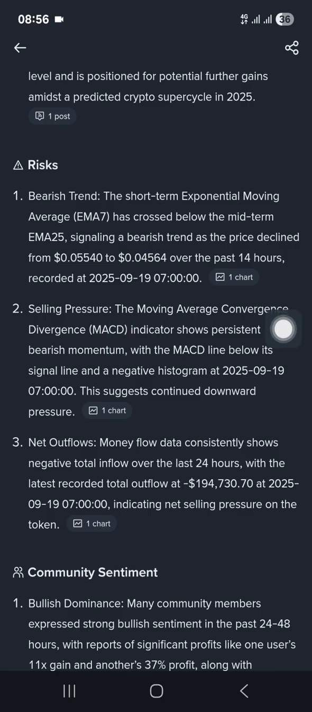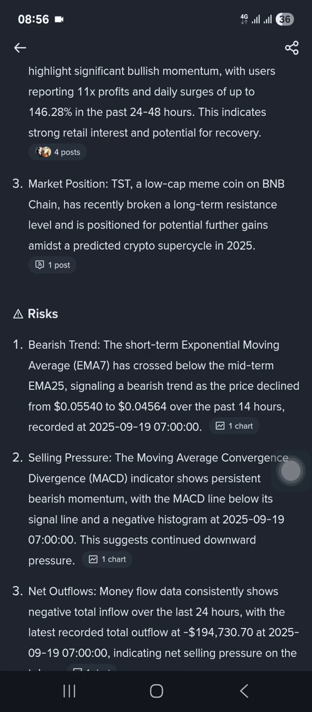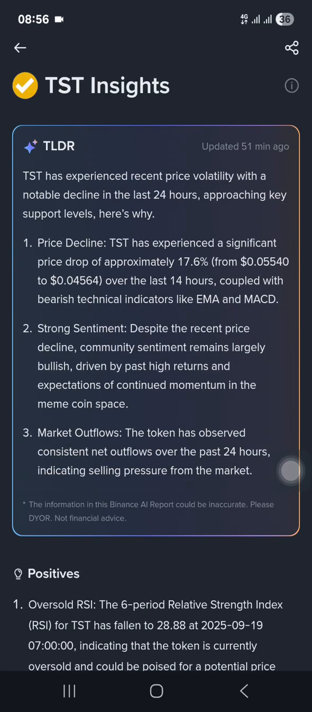Selling pressure: the moving average convergence divergence, that's MACD, indicators show persistent bearish movement. This one is also saying it's down. That's technical, and don't forget that technical analysis is based on past performance. That one is telling us that the data it is reading from the past shows that the future is still down. Are you getting me? And one thing again that this tool does is that it splits it into three categories.